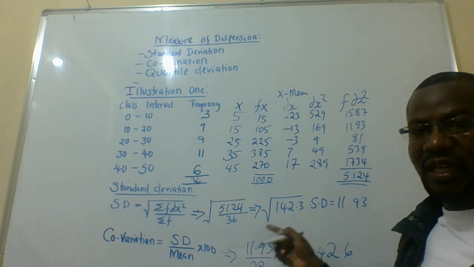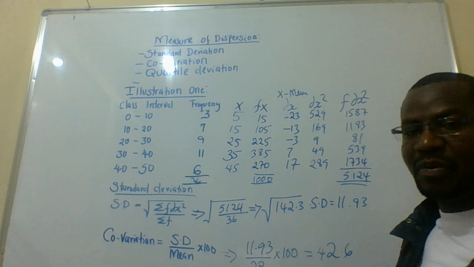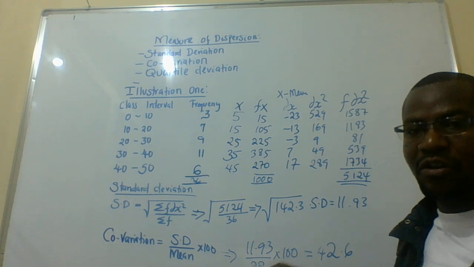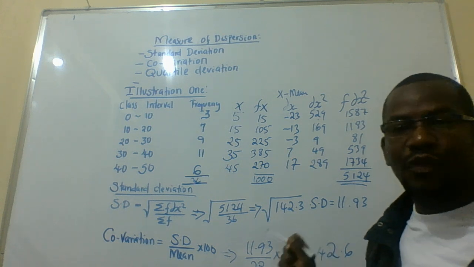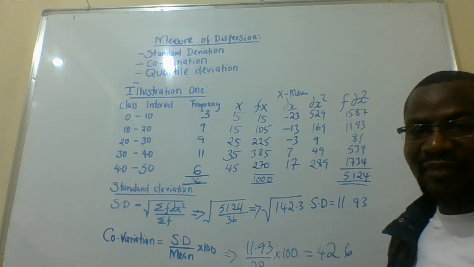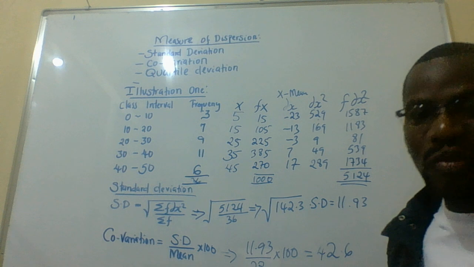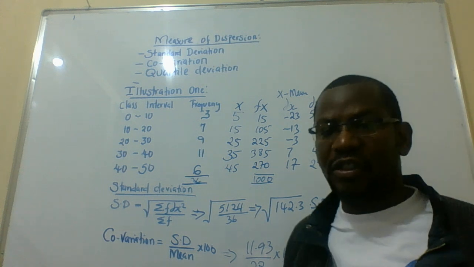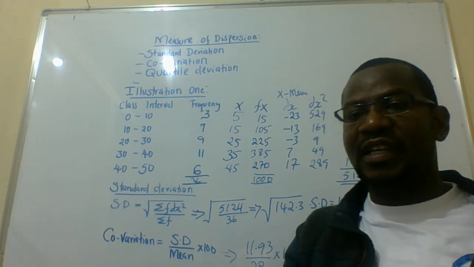So you can be asked to calculate standard deviation, or come up with the coefficient of variation. And this is how we calculate it. Next, it will be about quartile deviation.